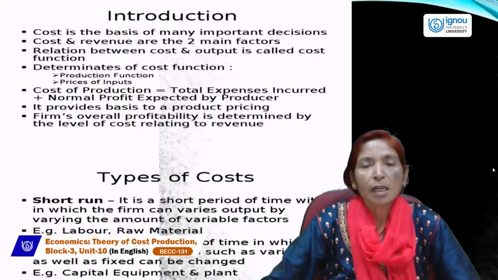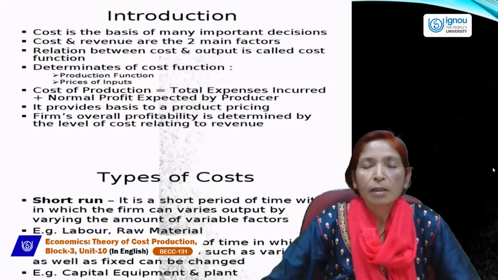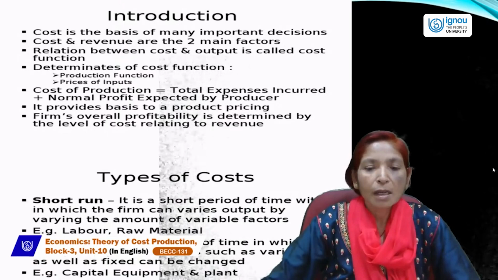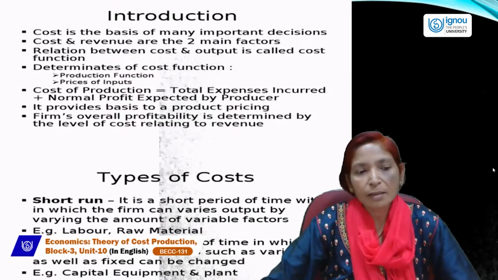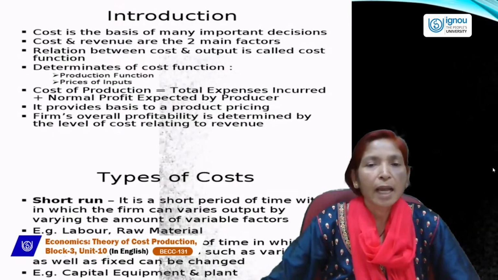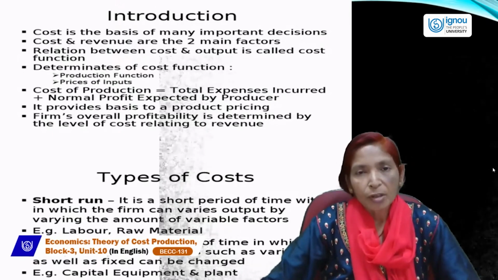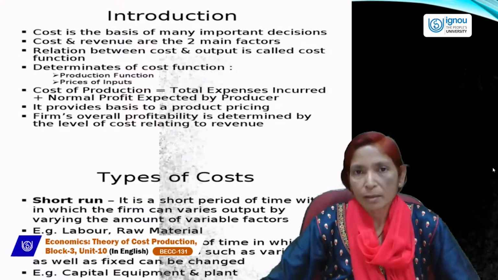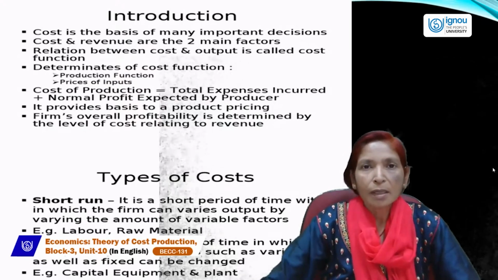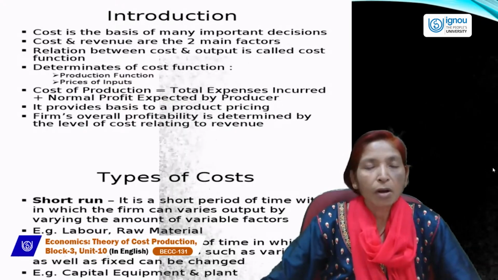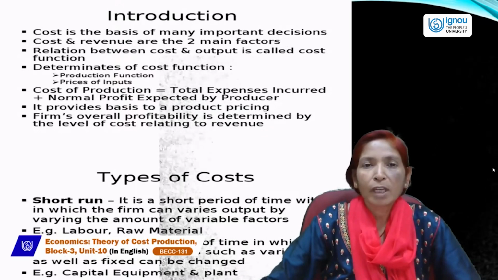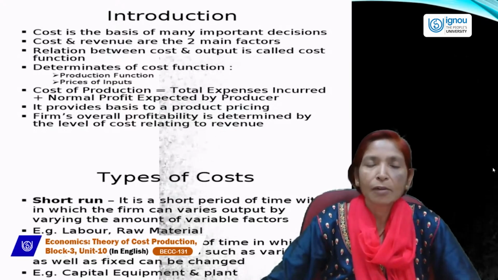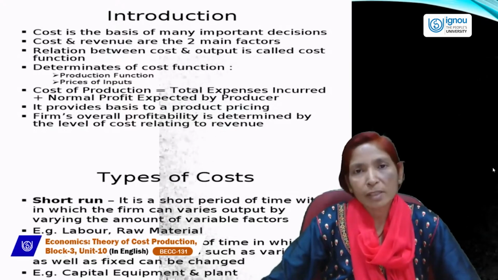So short run is a time period in which the firm can vary output by varying the amount of variable factors, for example, labor and raw material. Now the next time period is long run. As is clear from its name, long run means that we have a very long time period, and we can easily change all the factors of production simultaneously for the production of goods and services.